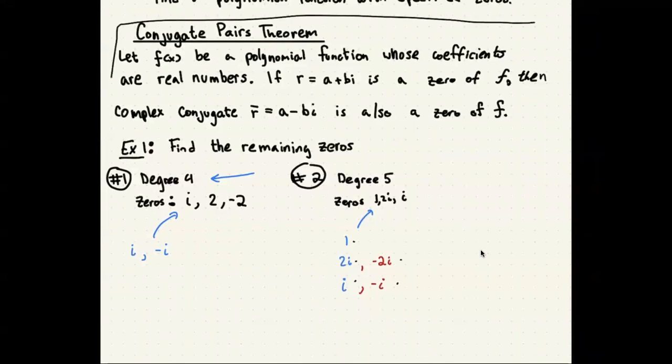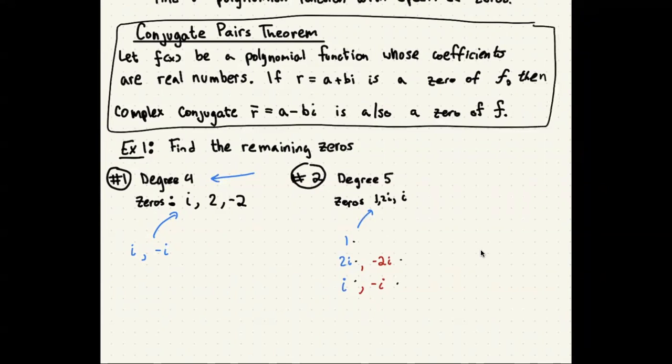You'll notice here how it says r equals a plus bi. All that means is if they gave us 2 plus i as a zero, that means you're also going to have 2 minus i as a zero. That's all the conjugate pair theorem says. And it's the same thing here. The only thing is that this a would be 0, so it works here also.